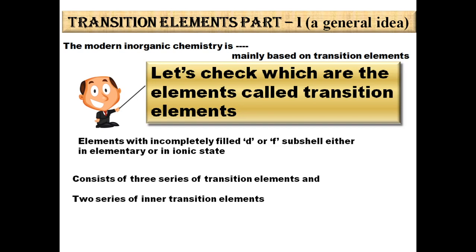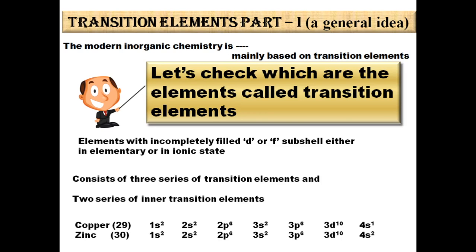In the periodic table, the elements mostly use a total of 3 d orbitals and 2 f orbitals. We will see that later on, but to understand the definition of transition element, we will go through two examples, that is copper and zinc. Copper has atomic number 29, and on the right hand side the electronic distribution has been given, and zinc is also there.